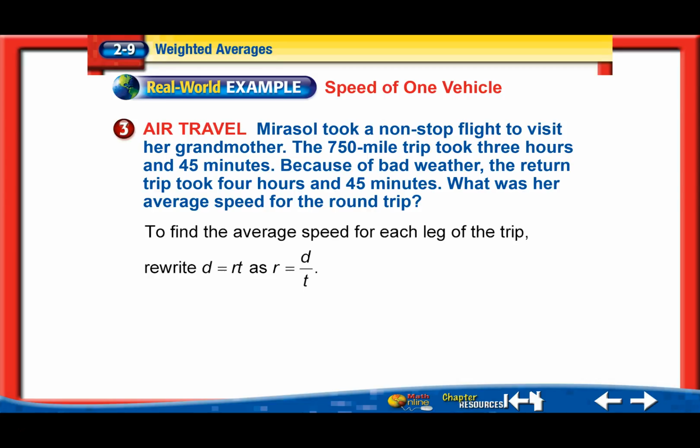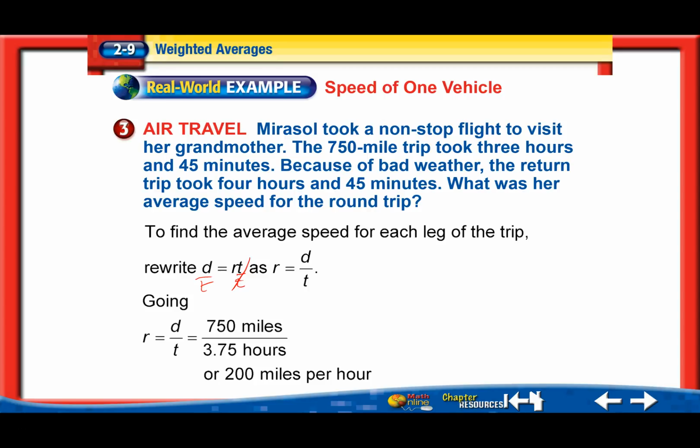Okay, so this is going to use the average of speed for each leg. So we're going to rewrite this by dividing both sides by t to get r by itself. So all we did was divide by t, divide by t. These canceled, and that's how we turned it into that. So for there, we're going to say on the way in one direction, she went 750 miles in 3 hours and 45 minutes, 3.75 hours, because we took this 45 minutes, an hour, 60 minutes, just 3/4. Anyways, moving on.